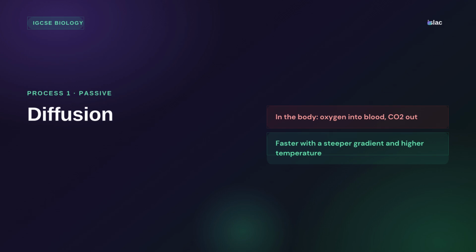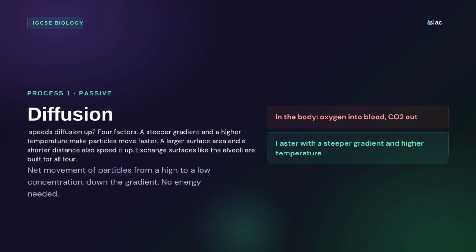Process 1 is diffusion, the net movement of particles from a high to a low concentration, down the gradient. It's passive, no energy needed. Oxygen diffuses into your blood, carbon dioxide out. A steeper gradient and higher temperature speed it up.